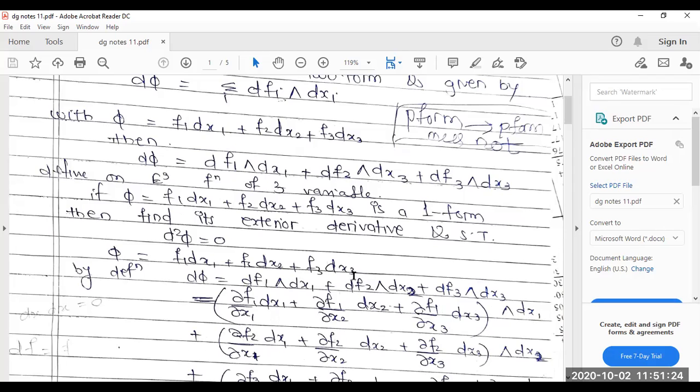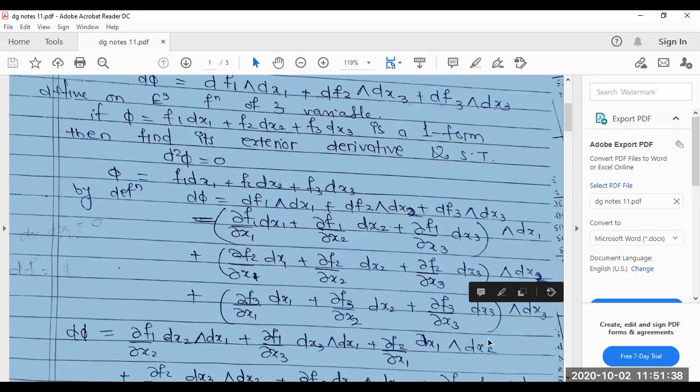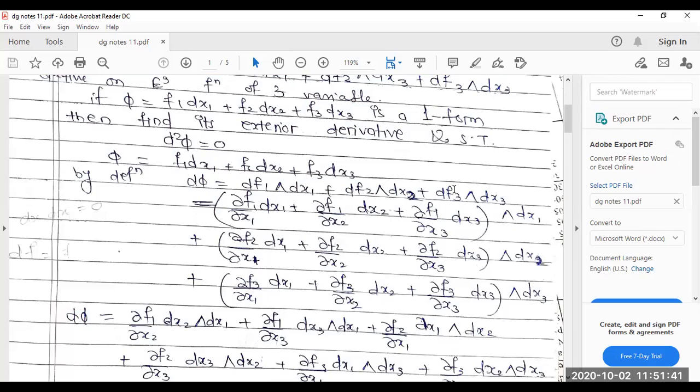Secondly, what is the expression for df2? Again it is dou f2 by dou x1 dx1 plus dou f2 by dou x2 dx2 plus dou f2 by dou x3 dx3, wedge product with this term dx2 as it is. Let us evaluate the third term, that is the total derivative of f3: dou f3 by dou x1 dx1 plus dou f3 by dou x2 dx2 plus dou f3 by dou x3 dx3, wedge product with dx3. Whatever expression we were provided, we have written in the more evaluated form, for df1, df2 and df3.